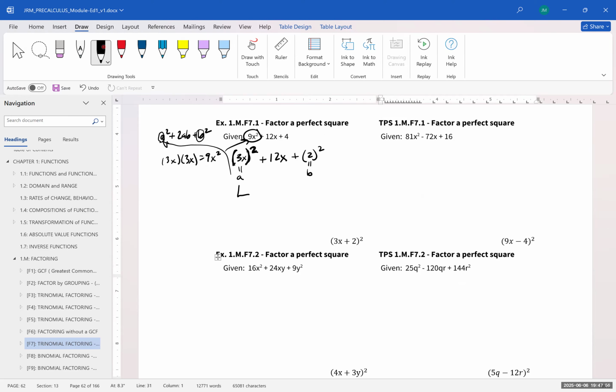So now what we want to do is take this value of A, which is 3x, this value of B, which is 2, and multiply that by a positive 2 as well. And let's see, what do we get? So 3x times 2 is 6x, and 6x times 2 is 12x. Well, that matches our middle term. So that means this can be expressed as A plus B squared, where A is 3x, and B is 2.